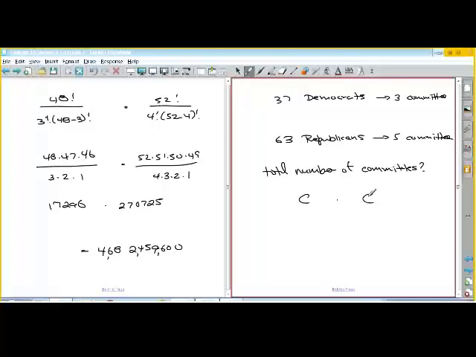So first thing you're going to do is you say, oh, it's a committee, combination. I'm going to let you put the numbers on here, and then I'll tell you what the answer is in just a second. It shouldn't take you very long to fill that in. So these are 8-person committees, 3 Democrats, 5 Republicans.